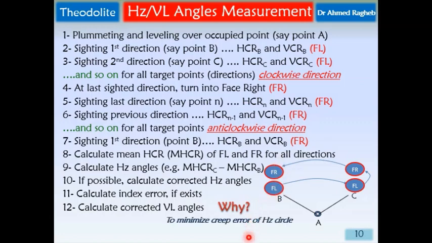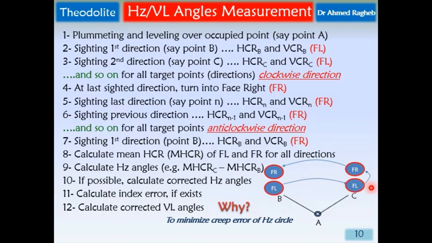Because if we have a creep error, the horizontal circle moves with me as I move in the clockwise direction in face left. It will turn out and get back to its initial position, or to 90% of its initial position, when we return in the anti-clockwise direction. So this is the procedure we work.